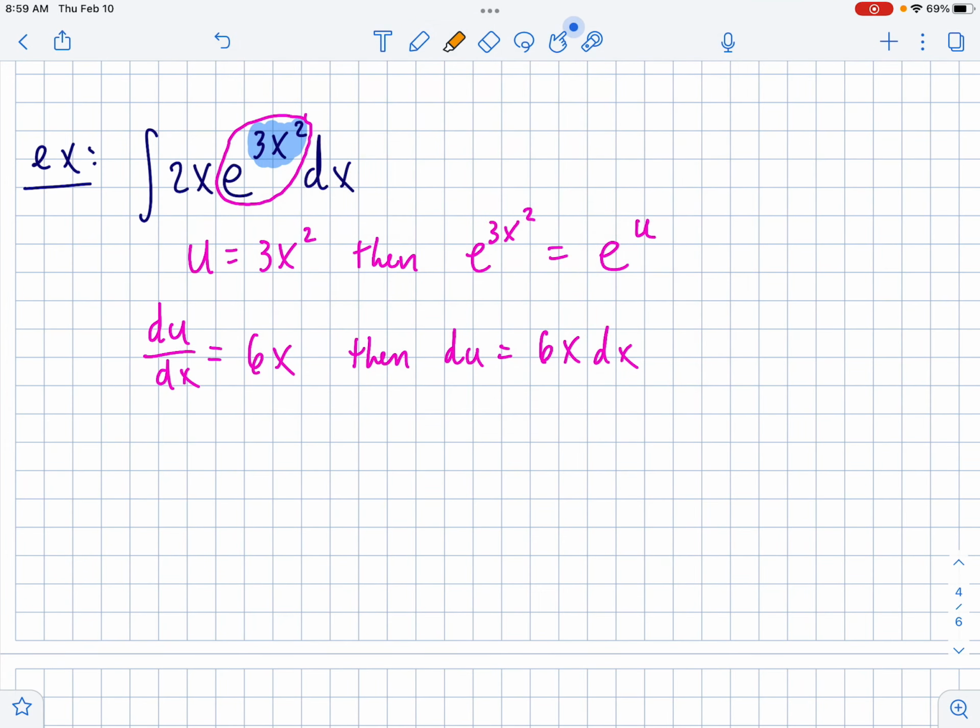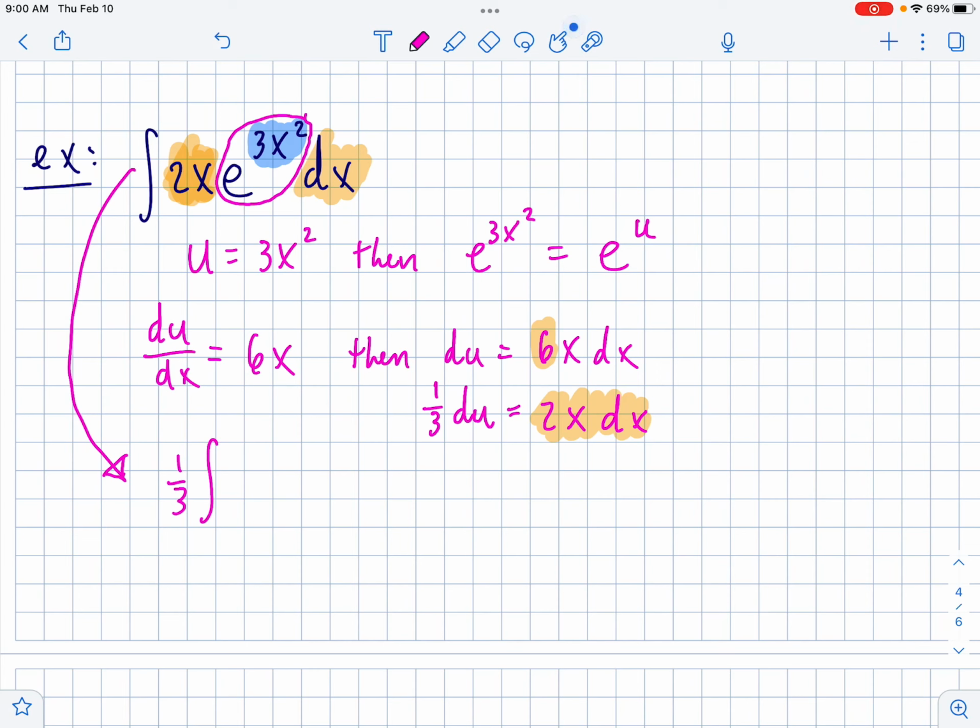Now, if you look up at the original function, we don't have a 6x, we have a 2x. So we need this 6 to change into a 2, but we're going to balance it by multiplying 1/3 on both sides. So we get 1/3 du is equal to 2x dx. Now, this part right here matches up with 2x and dx. So that orange part gets replaced with 1/3 du. So if we rewrite this whole function, let's just bring the 1/3 to the outside: 1/3 integral e to the u du.